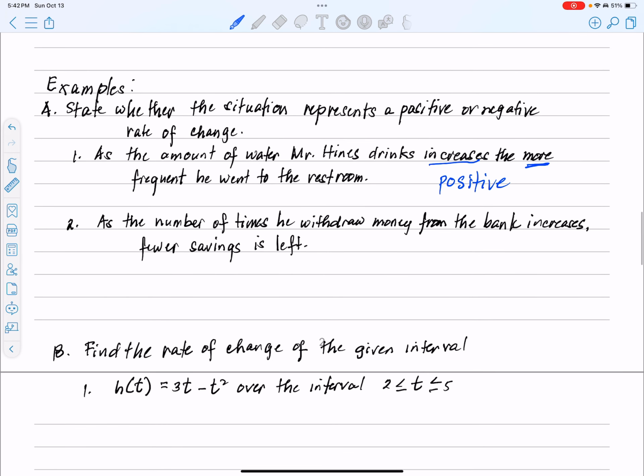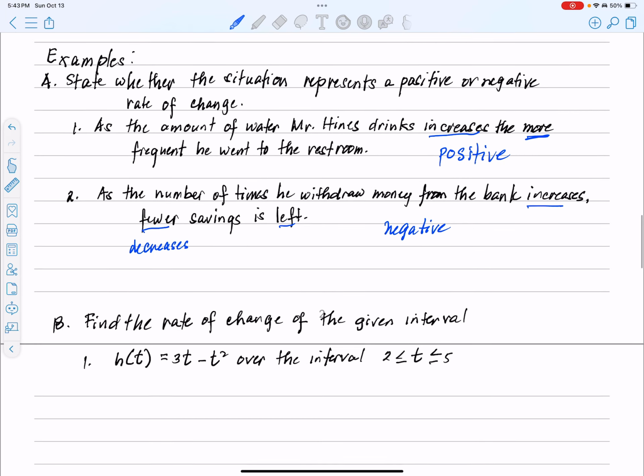As the number of times, this is number 2, as the number of times he withdraws money from the bank increases, so the more he withdraws money at the bank, what happened to his savings? Fewer, meaning the money decreases. Fewer savings is left. That means one increases, one decreases. This is a negative rate of change.